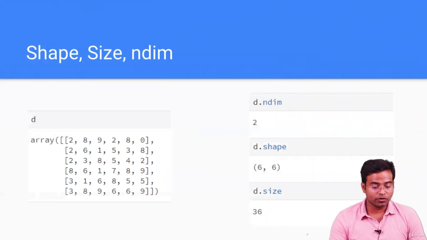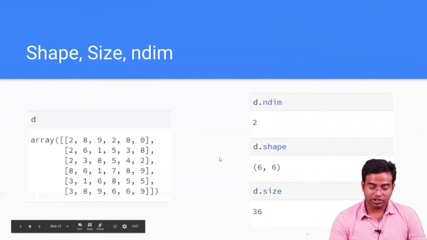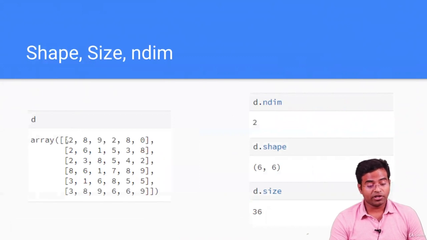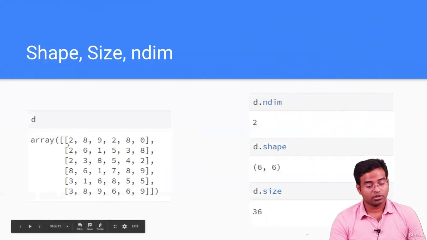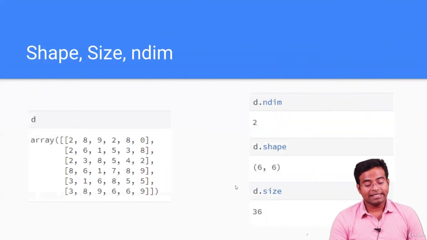This is another useful utility. So this is your NumPy data structure, and if you do ndim, it actually tells you the number of dimensions. Here you can see this is 2D, so dimension is 2, and d.shape is basically giving you the shape of the data structure, like it is 6 cross 6. Then you have d.size, which gives the total number of elements here.